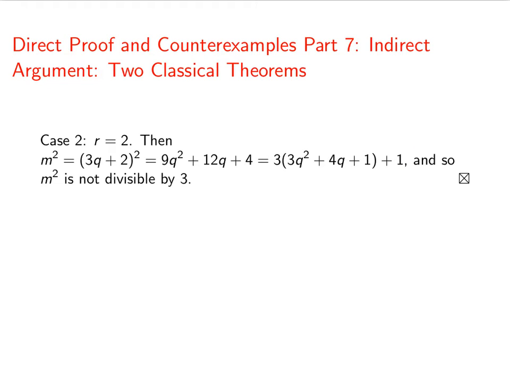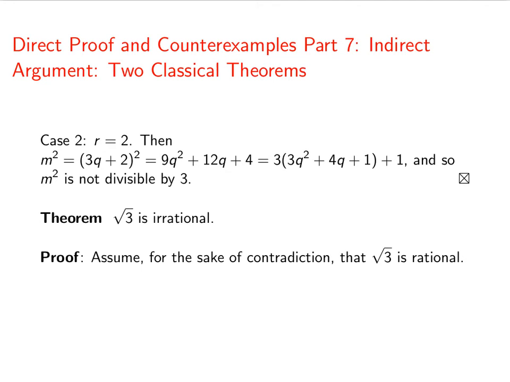So that proves our lemma, so that if we have a number whose square is divisible by 3, then the number is divisible by 3. Let's move on to the main proof. We're going to now show that square root of 3 is irrational. So that's the theorem. Our theorem is that square root of 3 is irrational. All right, so this is going to be a proof by contradiction. We're going to assume, for the sake of contradiction, that square root of 3 is rational.